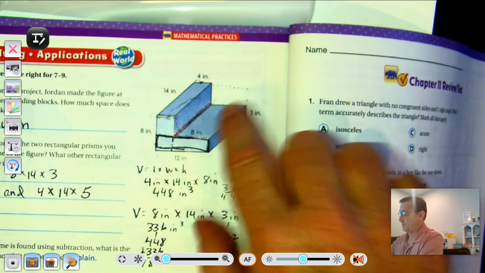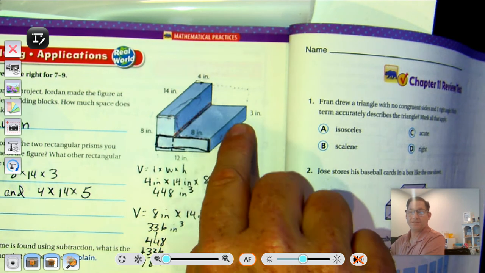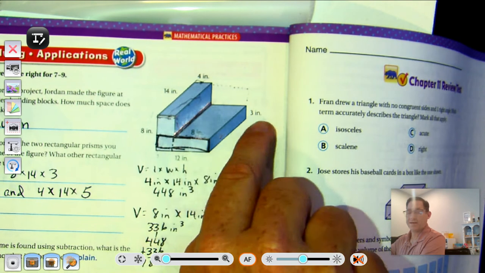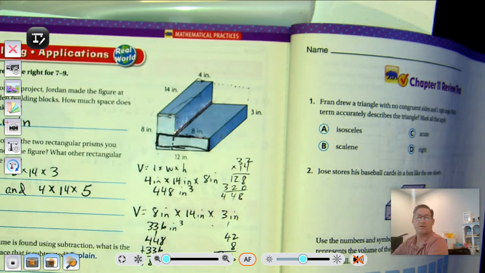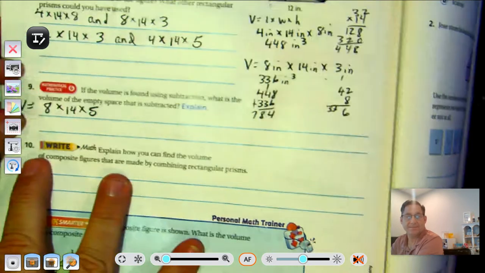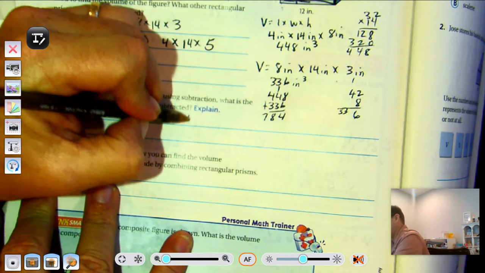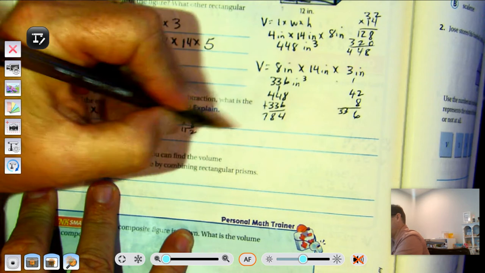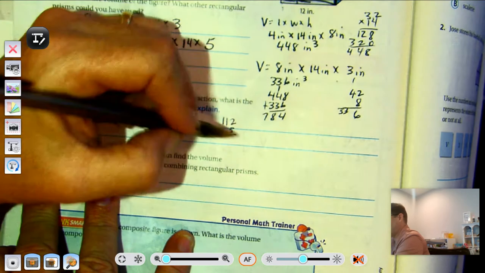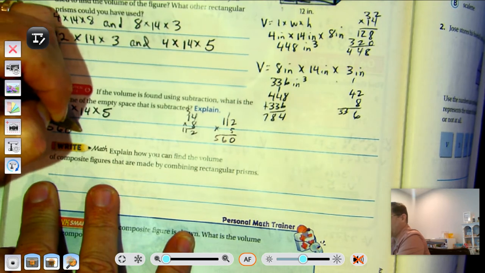Well, this empty space here is 5 inches. Okay, because it's only 3 inches solid here, and the rest is space. Well, if we take 8 and subtract 3, that tells us the missing space. Right, so our problem is 8 times 14 times 5. So 8 times 14, 112 times 5. So 560 cubic inches.